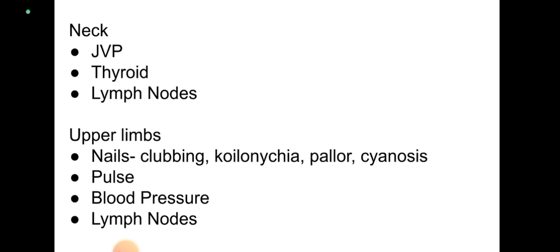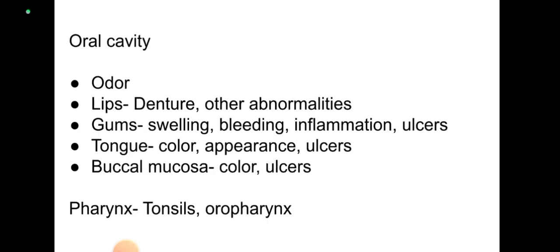In upper limbs, we check nails, clubbing, koilonychia, pallor, cyanosis, pulse, blood pressure, lymph nodes. In lower limbs, we see edema of feet and ankles. So let's revise.